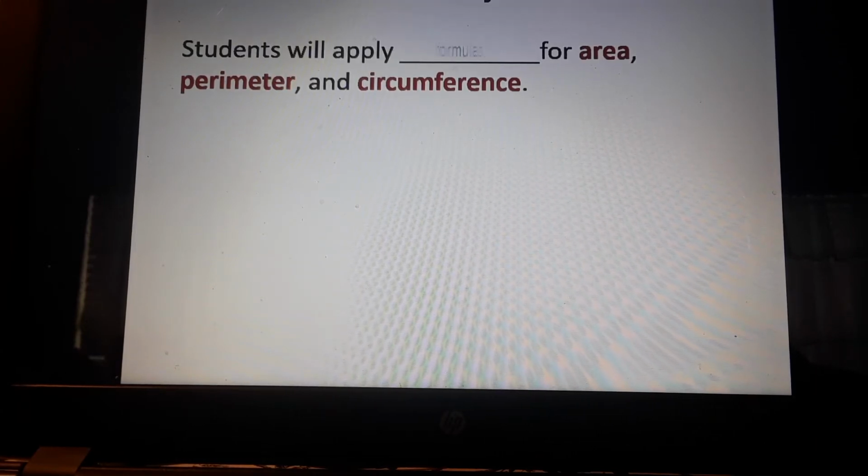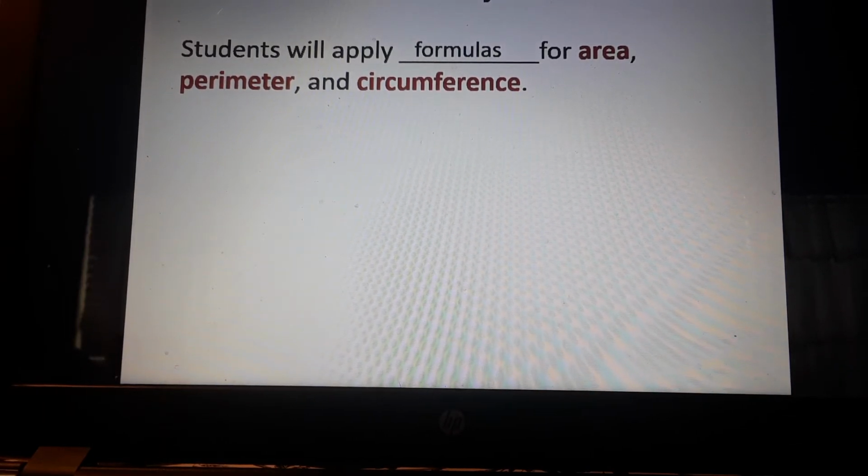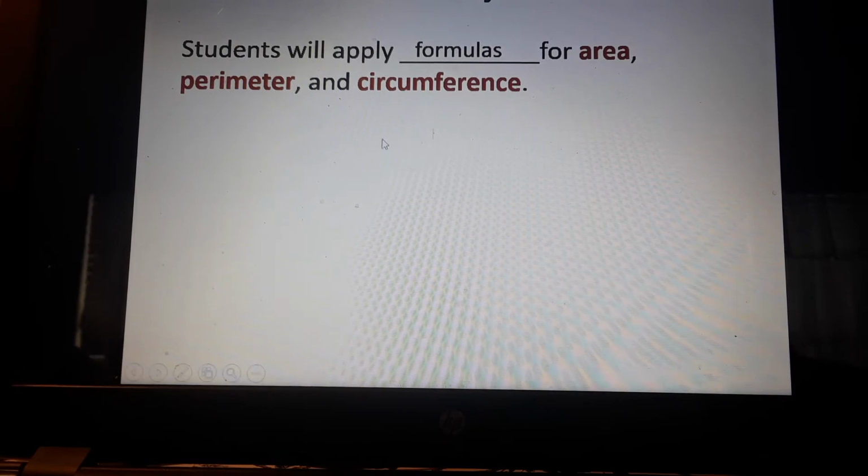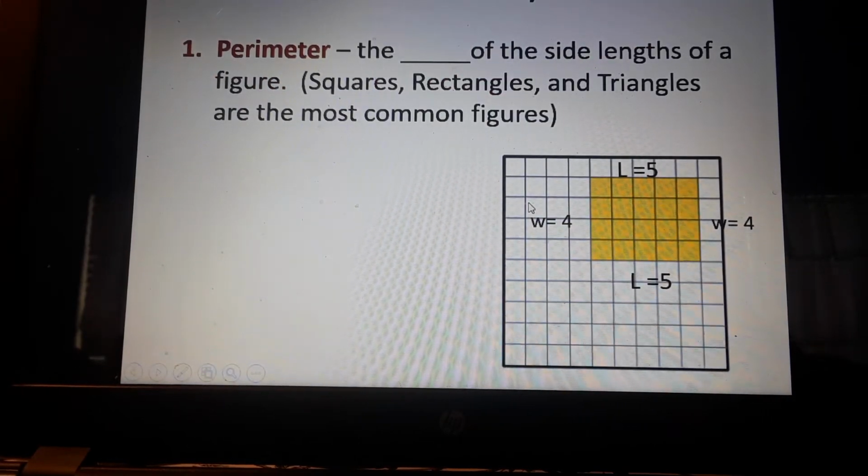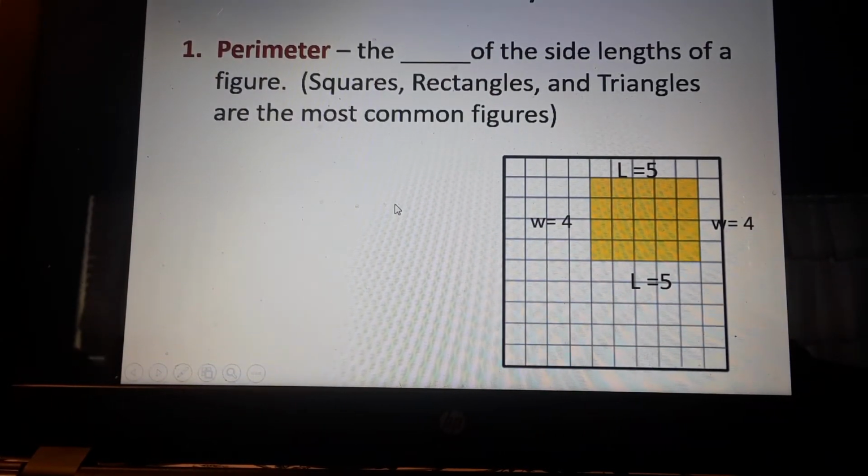Using perimeter, area, circumference. Boom. All right, I'm going to quickly go through there. Students will apply formulas for area, perimeter, and circumference. Those are your three main words to make sure you understand, because they come up all the time in various concepts. All right, so perimeter: the sum of the side lengths of a figure. Squares, rectangles, and triangles are the most common figures.